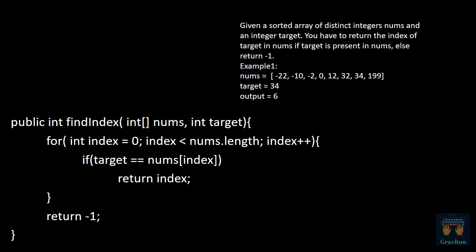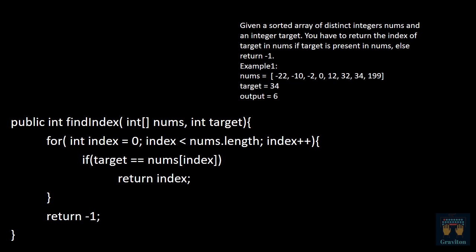So in the worst case, we might have to traverse the complete array because the target could be the last element as well, or the target might not even be present in the array, so we might have to travel the complete array. In that case, we will have to compare the target with each element of the array, which means we will have to perform n comparisons. So the complexity of this solution is O of n.